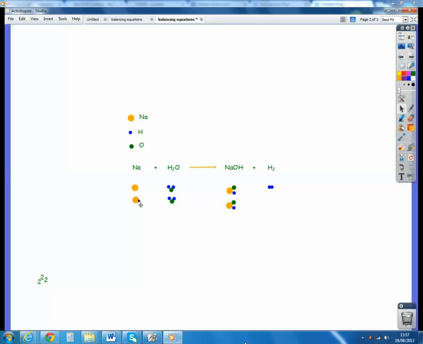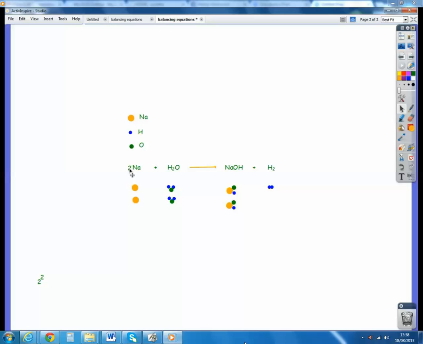So let's check it then. We've got 2 sodiums this side and 2 on this side, 2 oxygens this side and 2 on this side. And I've now got 1, 2, 3, 4 hydrogens and 1, 2, 3, 4 hydrogens. So that's now balanced. I've altered the proportions of everything apart from the hydrogen.